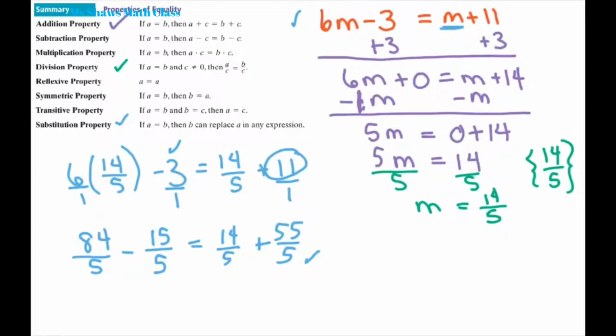So let's see what this is. 14 plus 55, that's going to be 69 divided by 5. And 84 minus 15 is also 69 divided by 5. So these do equal. That means our solution set is 14 divided by 5.